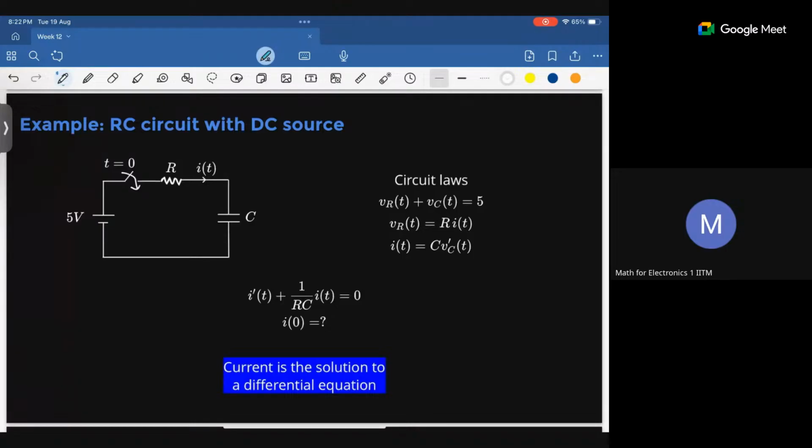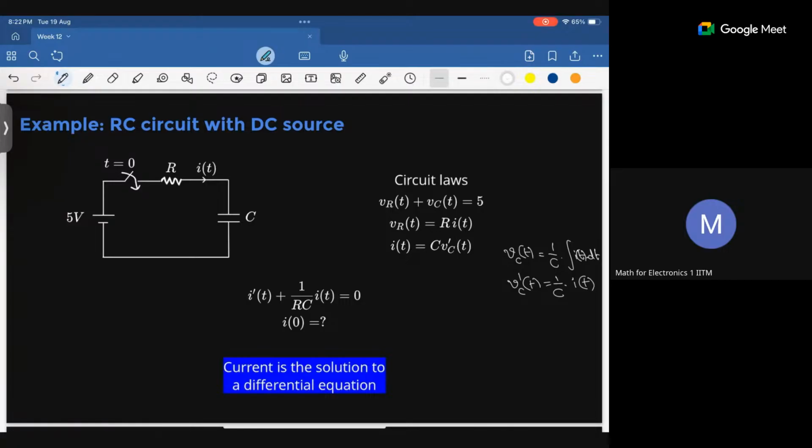Okay, so from Kirchhoff's voltage laws, the voltage across the resistor is basically R times I of t, and the voltage across the capacitor is Vc of t, which is 1 by C integral I of t dt. I hope those who take ESTCs would have studied this. Correct? Yes, sir. Now if you differentiate on both sides using the fundamental theorem of calculus, we'll have Vc prime of t equals 1 by C I of t.